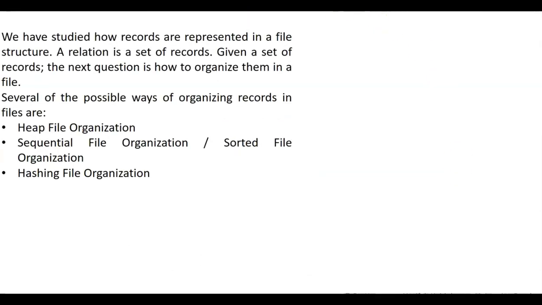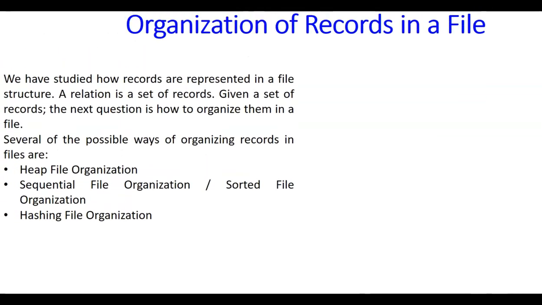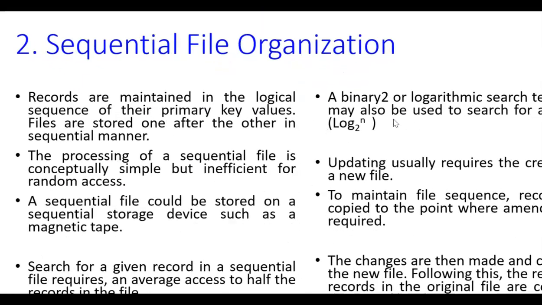Okay, so we have studied how records are represented in a file structure. A relation is a set of records. So given a set of records, the next question is how to organize them in a file. The different file organizations: we have said we have a heap file organization, I've shown you how. Then we have a sequential file organization, which is what we're going to see next, and then we shall finalize with a hash file organization.